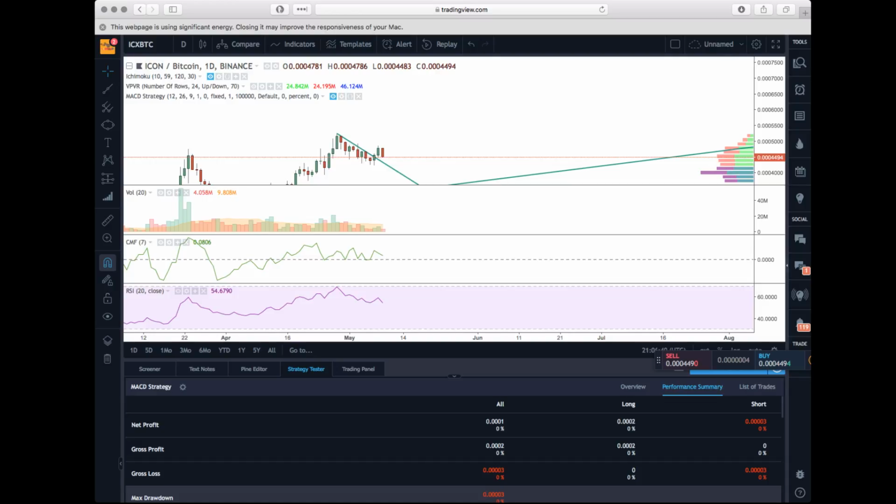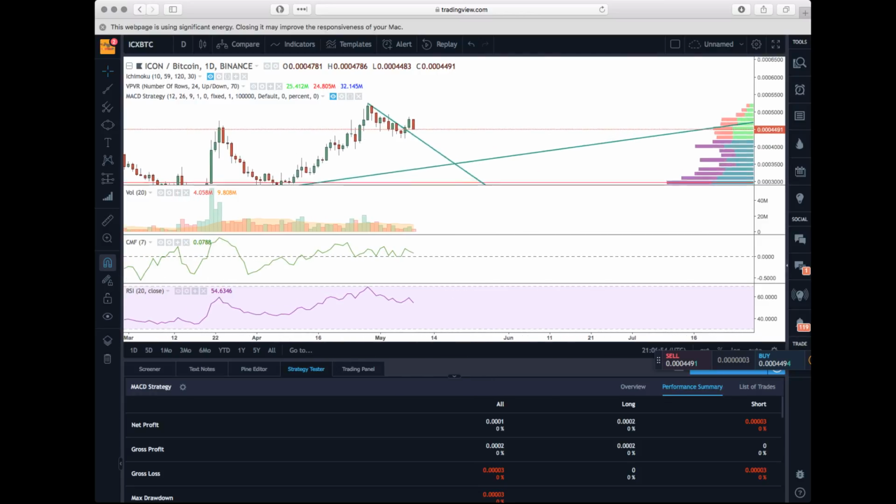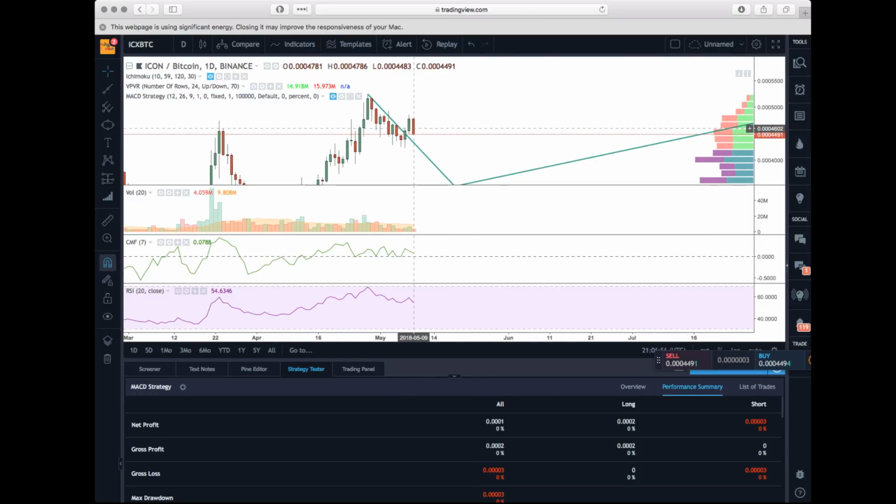What about Storm? What indicator is that on the right? That's the VPVR on the right there. Hey, which portfolio size you got? I'm poor. All right, so let's see.